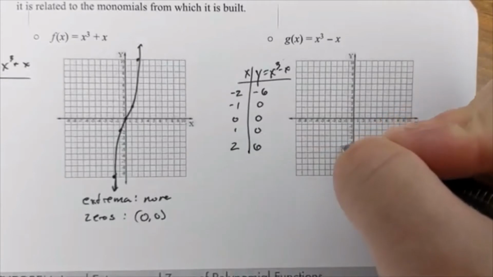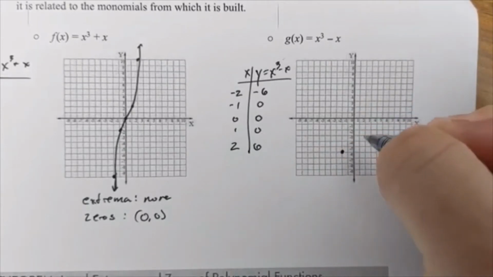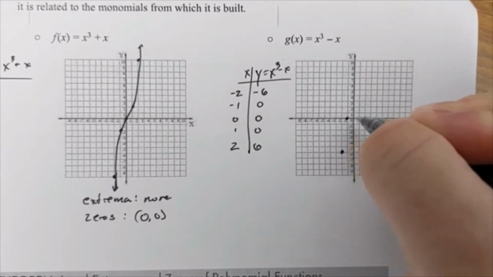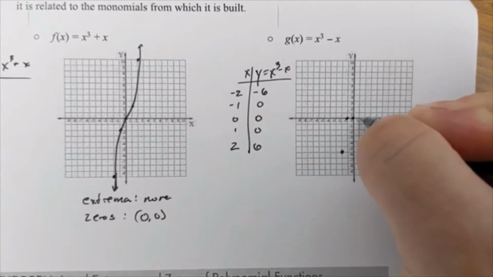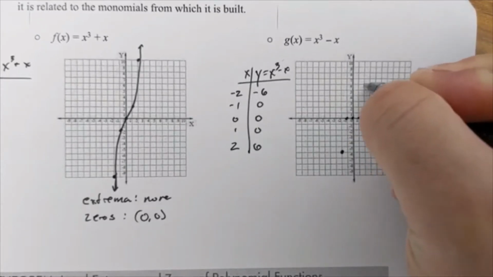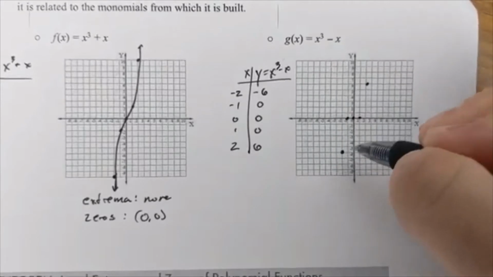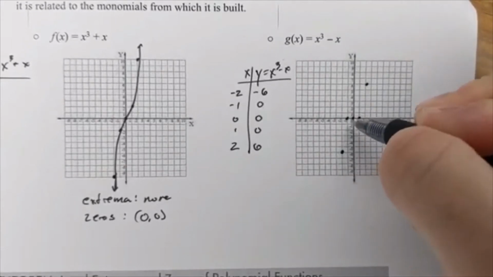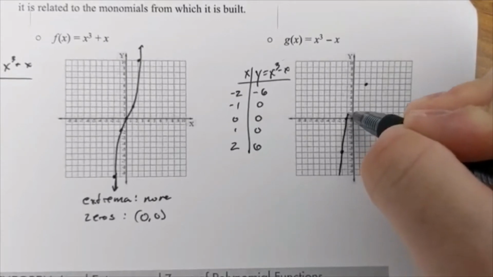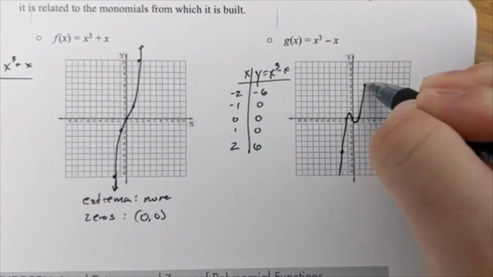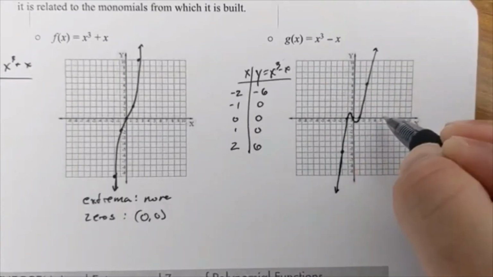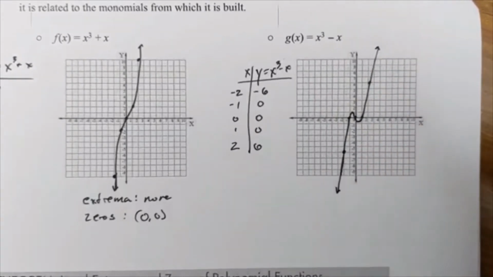So (-2, -6), (-1, 0), (0, 0), (1, 0), and (2, 6). Now, here's the thing. In order to get through all of these points, they're trending up as I go left to right. But that means this graph has to turn around. So it has to do this. It has to be this shape, because I can't just flatten the graph out and go straight across. It has to be curved and smooth.